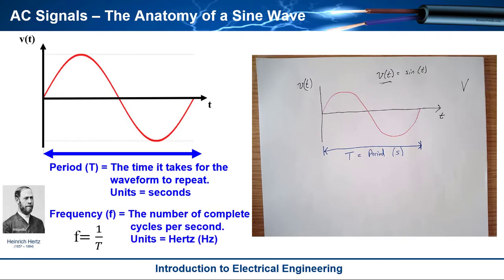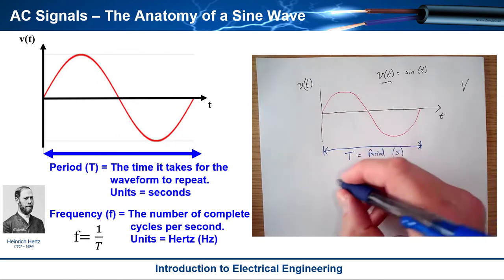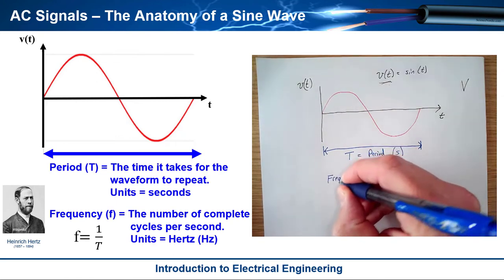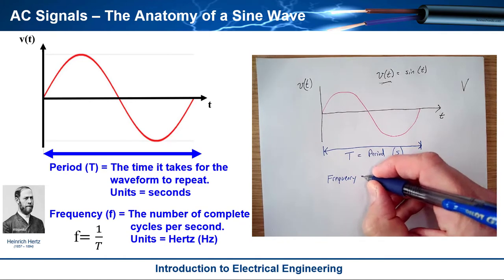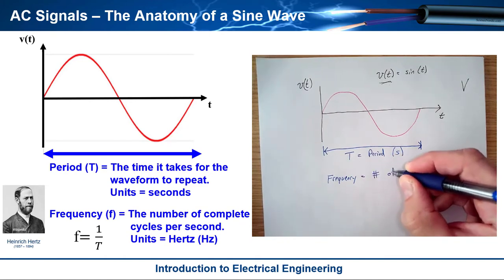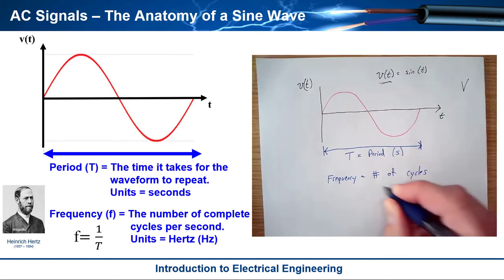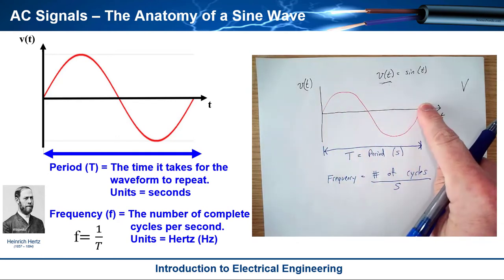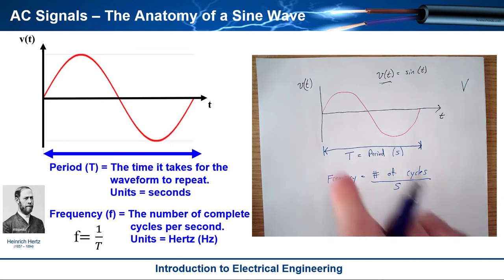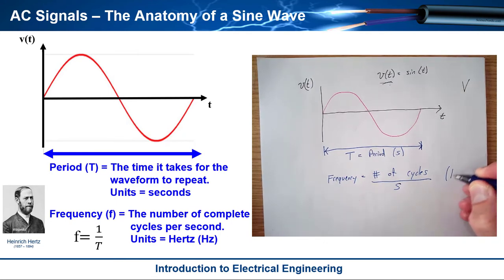Then we can immediately flip that into something that is called the frequency. The frequency is going to be the number of cycles that occur per second. So if this thing goes one full cycle in 1 second, the frequency is 1. If it does 2 full cycles in 1 second, it's going to be 2. So that's frequency, and we give this a unit called Hertz.